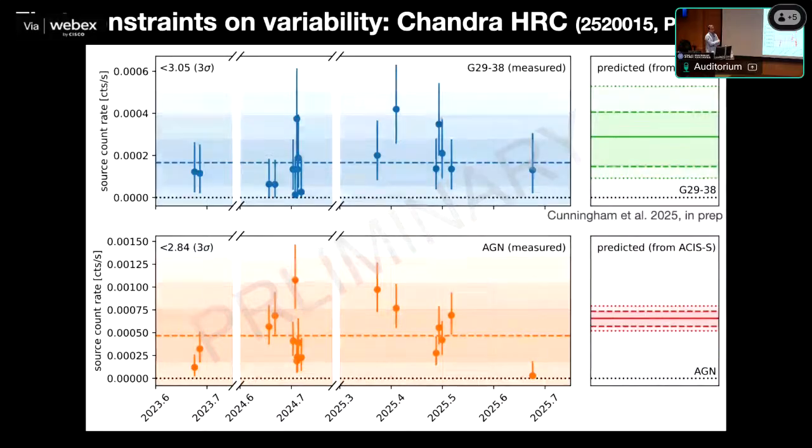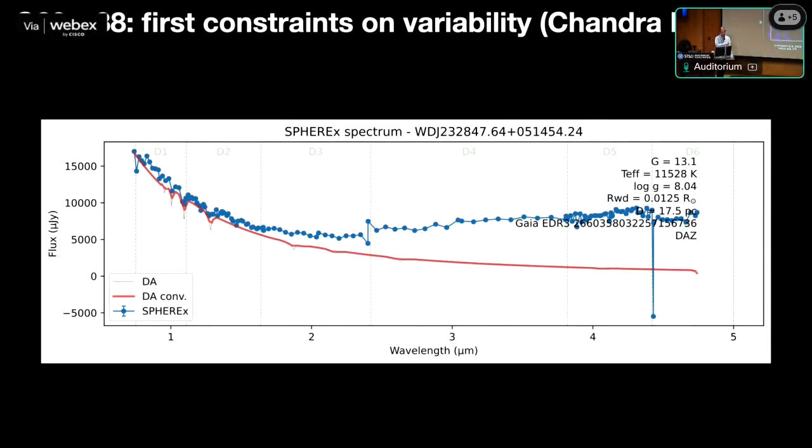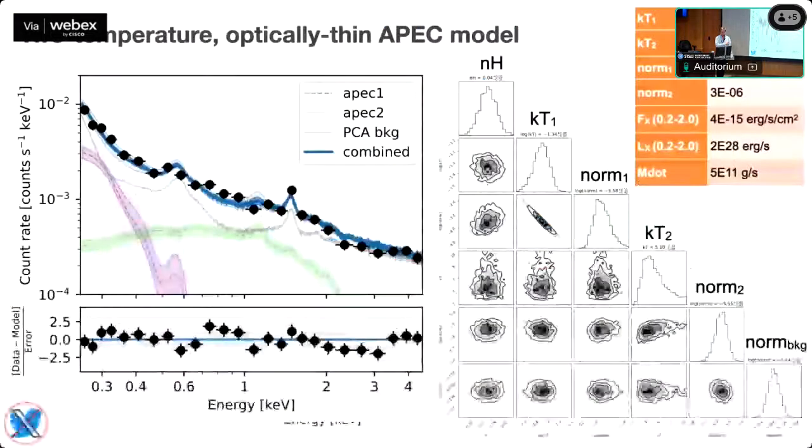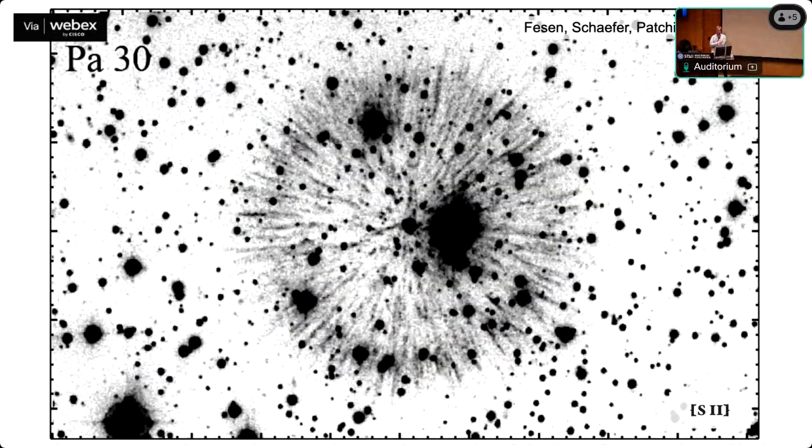The fact that we've not detected variability is, I think, great news for the community of people studying metal-polluted white dwarfs. It says that perhaps accretion rates are not expected to be variable. And I think I will leave it there.